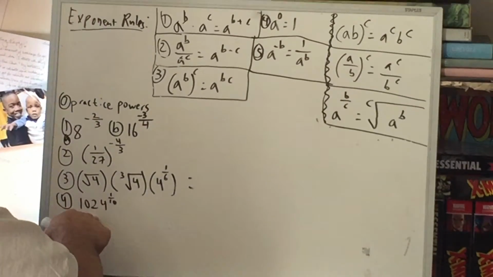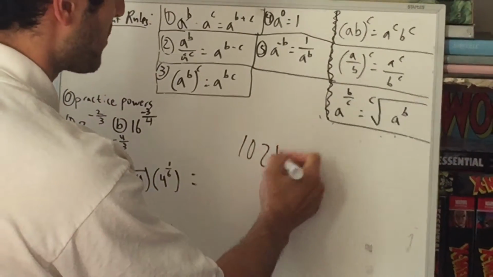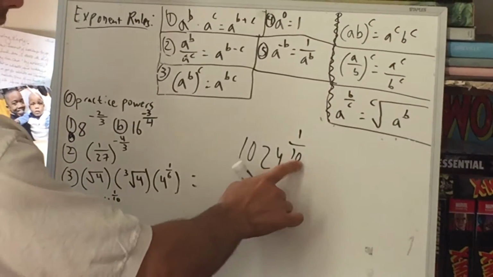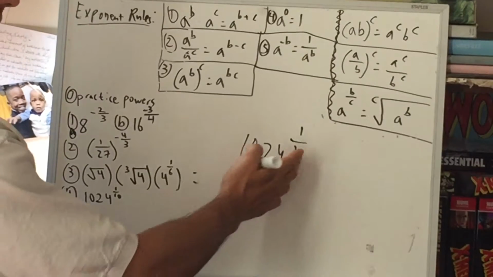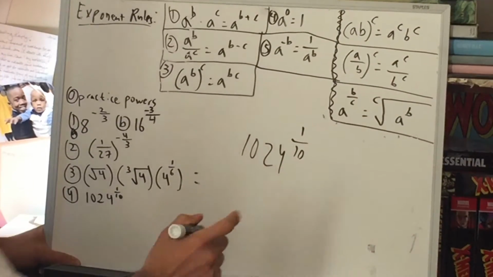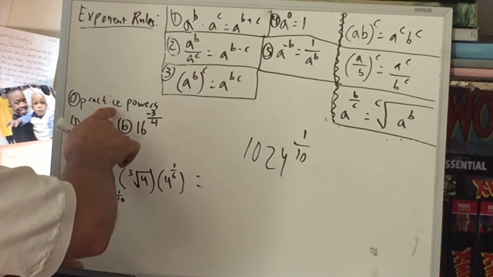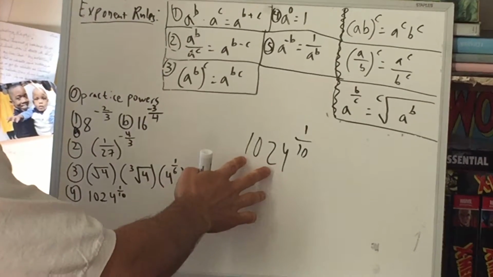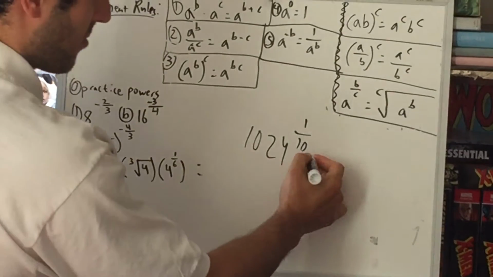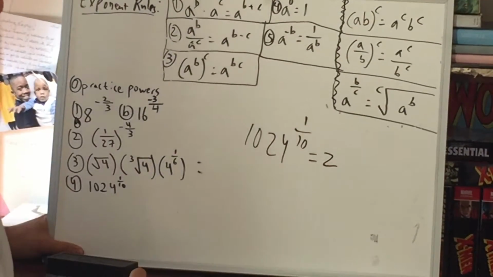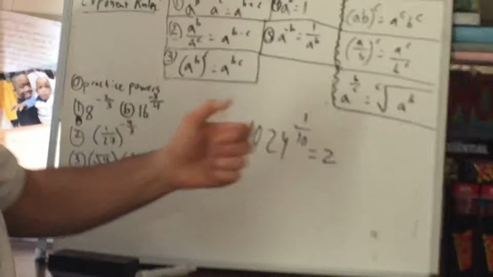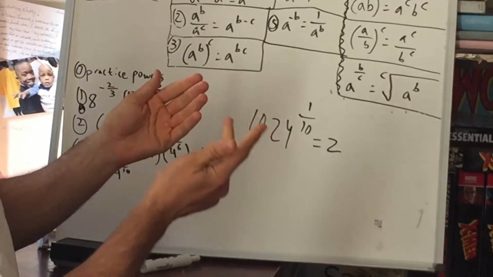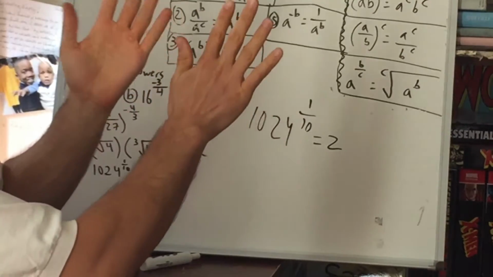Alright, the last problem is not meant to be super difficult. This is just saying which number times itself 10 times gets you 1024, or what's the 10th root of 1024. Now, if you practice your powers, problems such as this become very easy. You would know right away the answer is 2, because you would have 2, 4, 8, 16, 32, 64, 128, 256, 512, 1024. That's 10 2s.